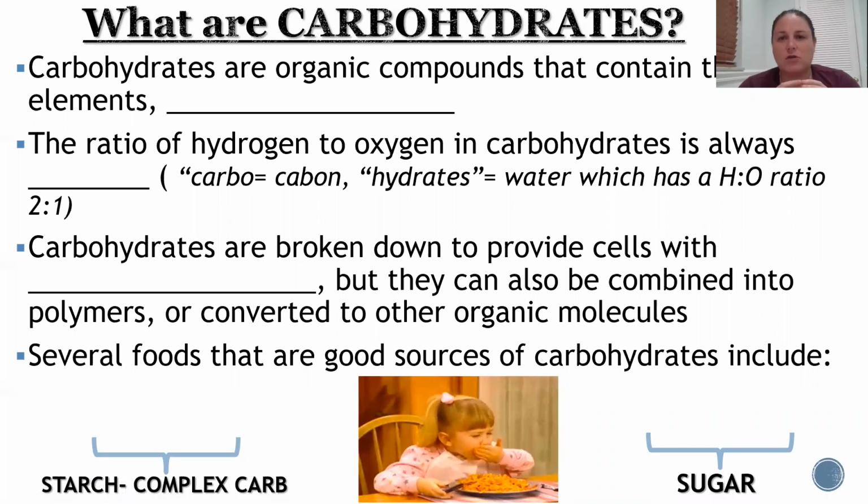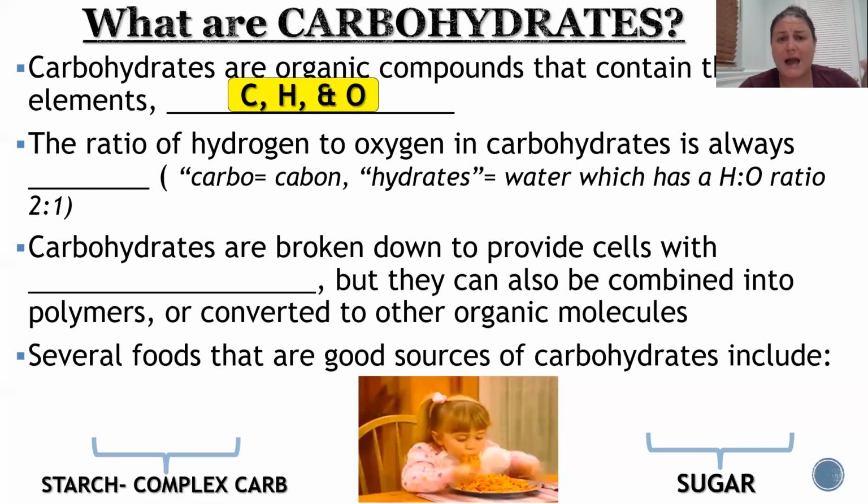So carbohydrates. Carbohydrates are organic compounds, right? That means they have carbon and hydrogen, and we have to know what elements they contain. So they contain the elements carbon, hydrogen, and oxygen. I remember it as CHO. So those are the three elements that are in the carbohydrates.